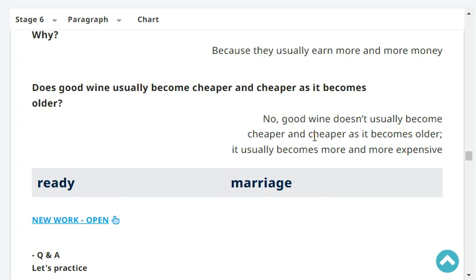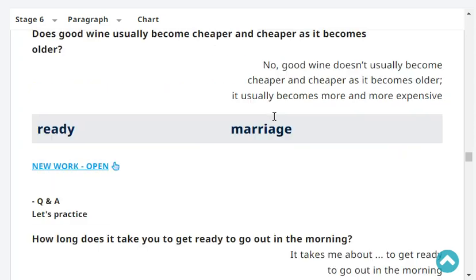Does good wine usually become cheaper and cheaper as it becomes older? No, good wine doesn't usually become cheaper and cheaper as it becomes older. It usually becomes more and more expensive. Very good.